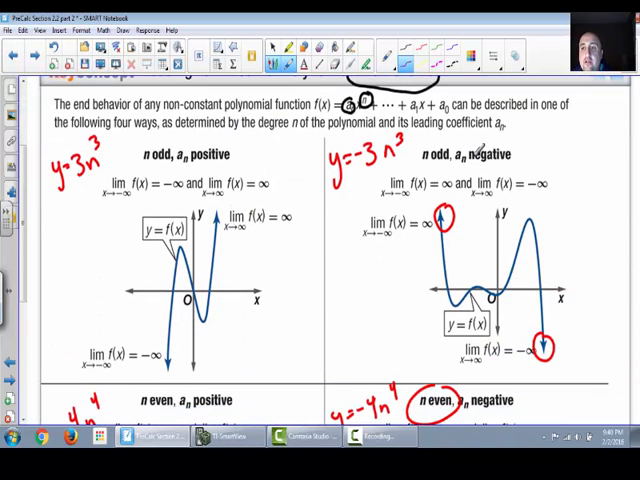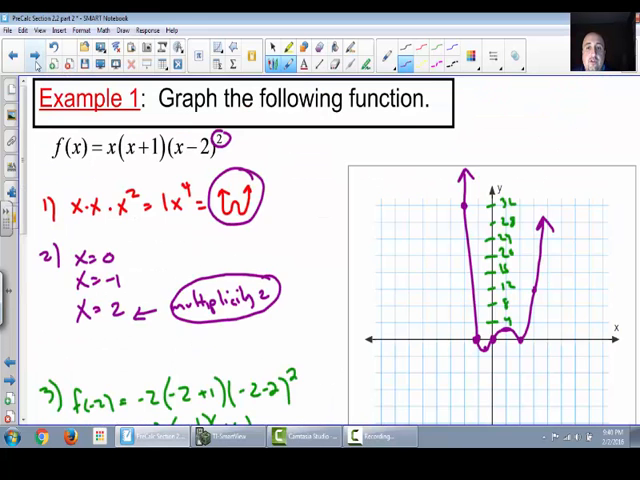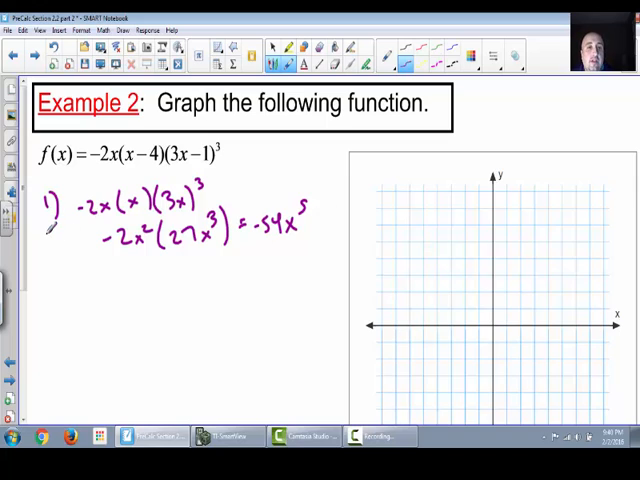So we have negative, odd, negative, odd. So the left is going to go up and the right is going to go down. So left, I'll draw it over here. Left is going to go up. Right is going to go down. So that's what our shape's going to look like. All right, so that's step one.